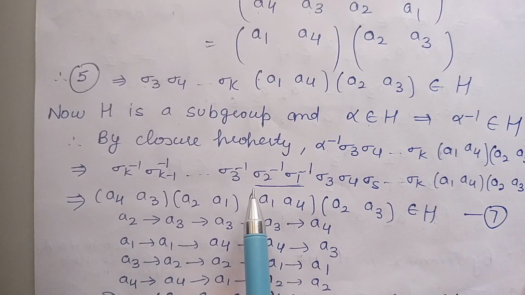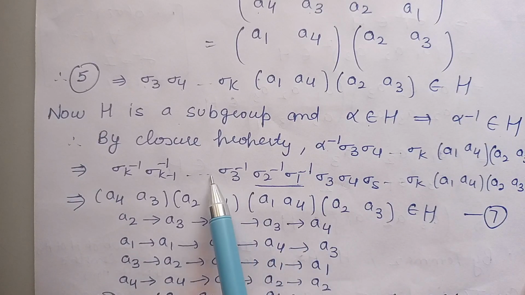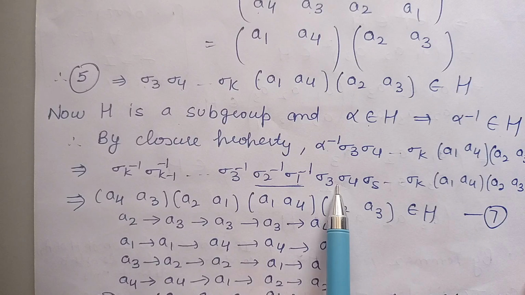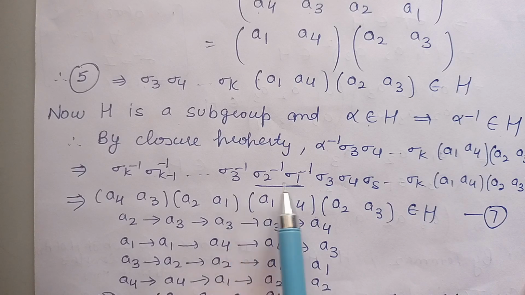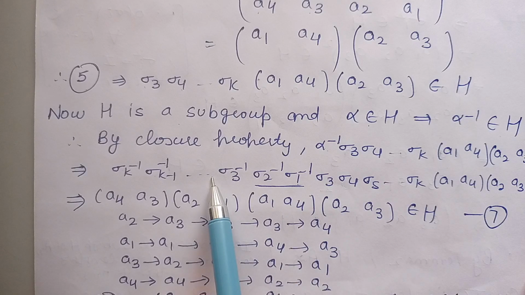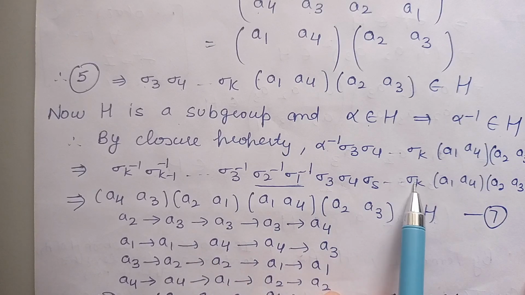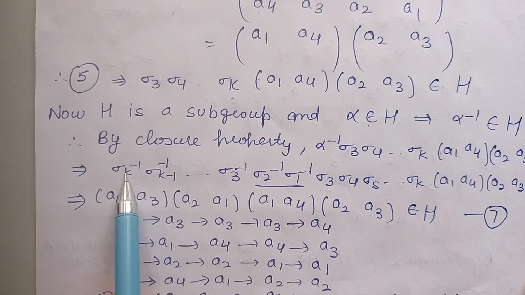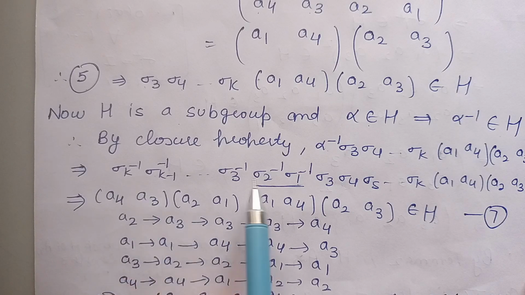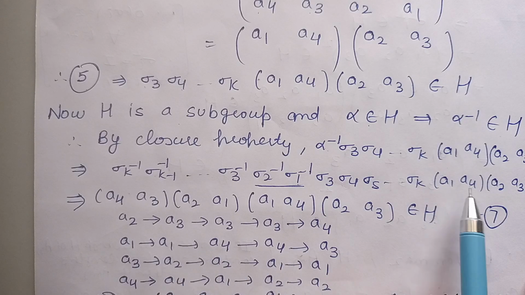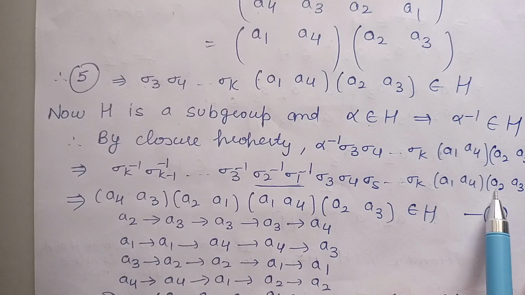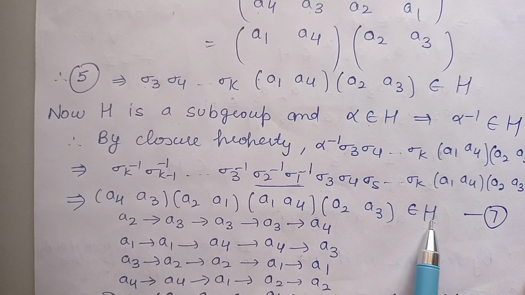Now you can see here, because sigma i's are disjoint cycles and disjoint cycles commute, so sigma 3 into sigma 3 inverse, that will become identity, sigma 4 into sigma 4 inverse, that will become identity, and so on, sigma k into sigma k inverse, that will become identity. So we are left with sigma 2 inverse into sigma 1 inverse into A1 A4, this cycle, into the cycle A2 A3, that belongs to H.